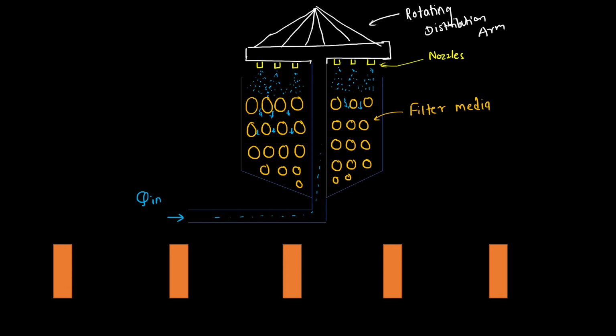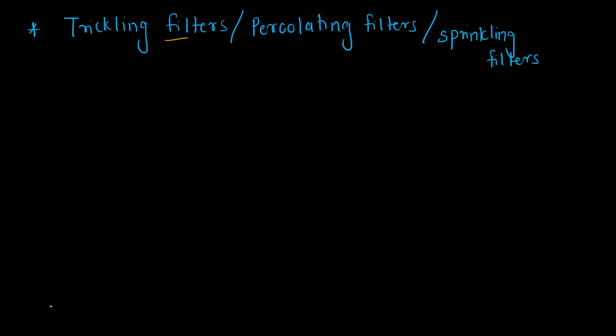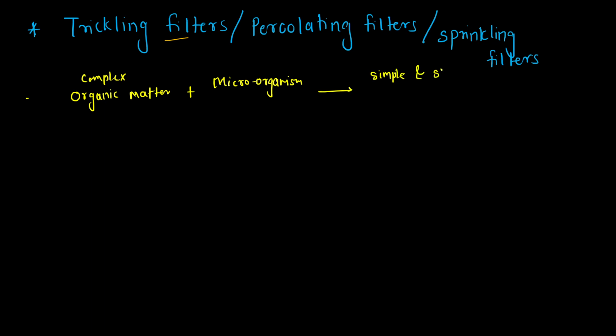But before seeing that, let us quickly revise the basic concept which is used in biological treatment. So what is that basic concept? The basic concept is that whatever organic matter is there, or we can say complex organic matter, when this reacts with microorganisms, or comes in contact with microorganisms, it gets converted into simple and stable end products.